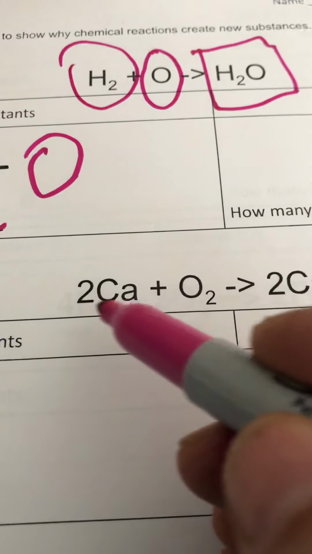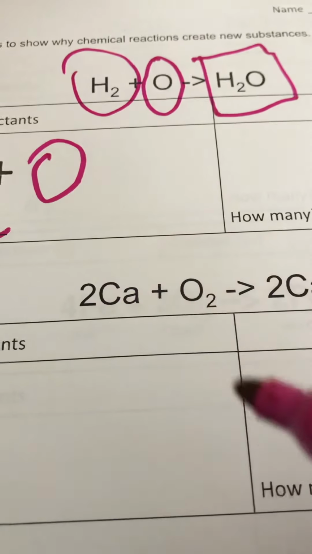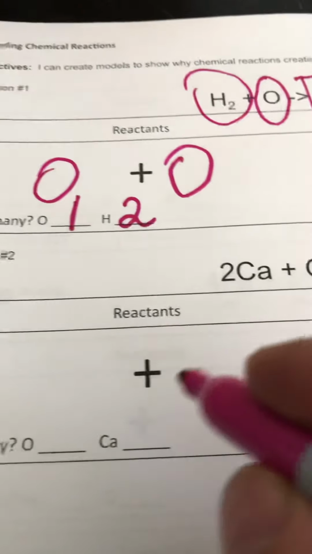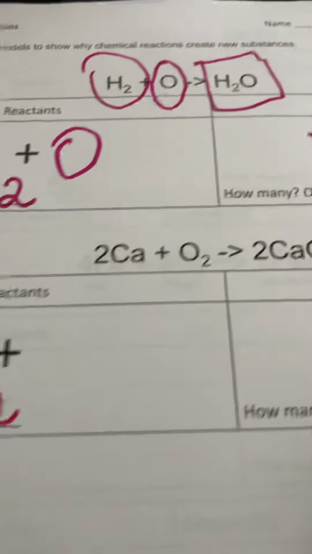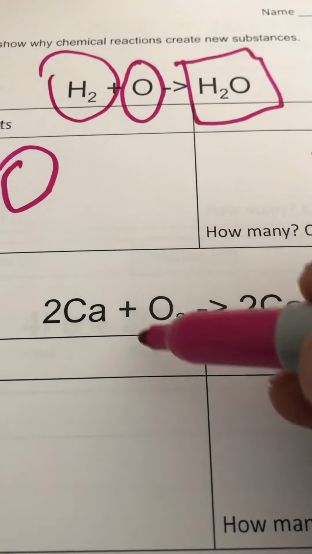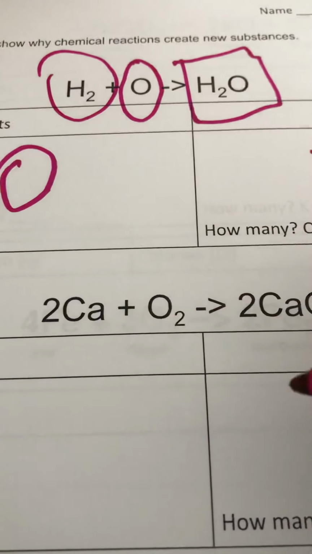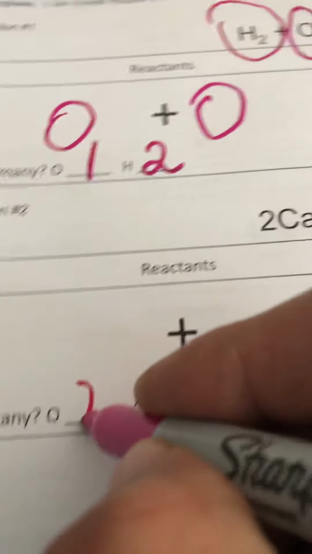This 2 belongs to the entire atom. So 2 times 1 is 2. So how many calcium are we going to write down? 2. Okay, how many oxygen do you see? Well, this 2 belongs only to this atom. So it will be 2 oxygen atoms. So we're going to write down 2.